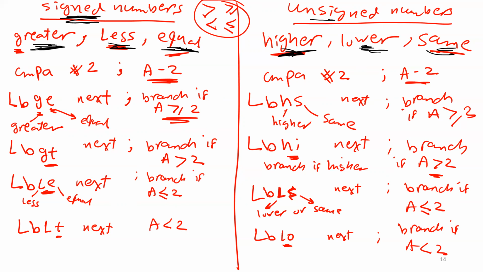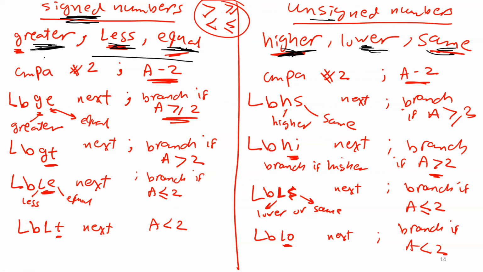Is that okay? So let's see a very nice example. Look here, guys. I'm going to compare A to 2. Then I'm going to use this instruction: branch if greater or equal. What does it mean? G means greater, E means equal. That means I'm going to branch if A is greater than or equal to 2. If I use these two instructions together, I want to branch if A is greater than or equal to 2. Is that okay?